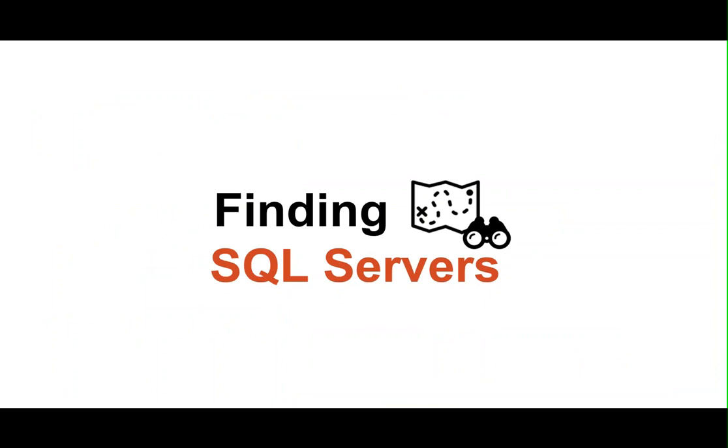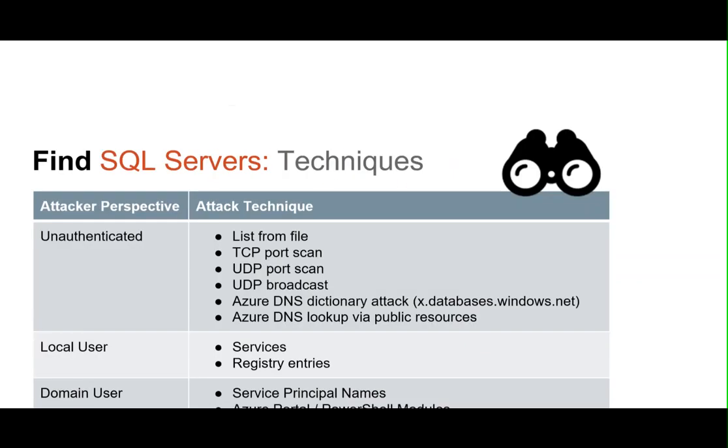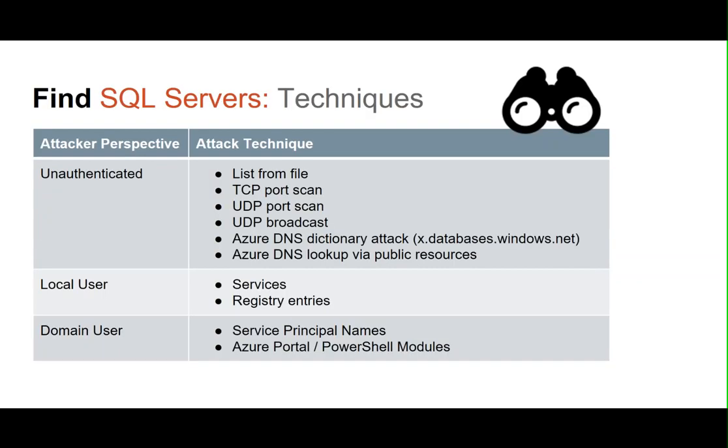So with the basics out of the way, I thought I'd talk about finding SQL servers because it's pretty hard to attack them if you don't know where they are. I've broken this out by attacker perspective on the left, and then the general common techniques on the right. From an unauthenticated perspective, an attacker trying to find your databases will use a lot of standard scanning methods, so TCP and UDP broadcast methods that have been around forever.